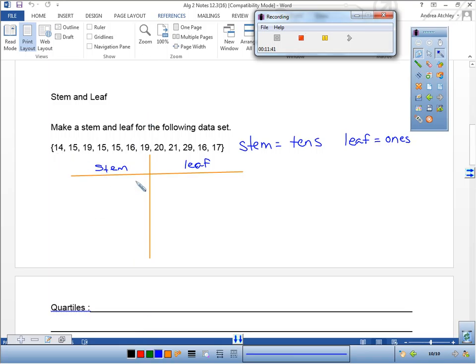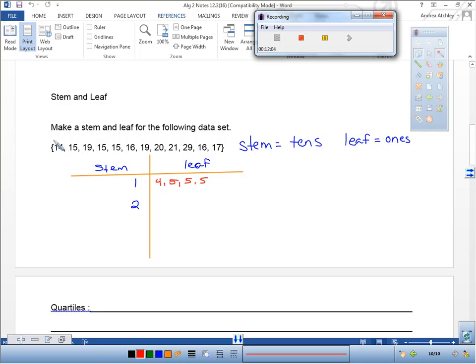So, just for this set of data, we have 1 and 2 as our tens. Then our leaves are going to be all of the numbers. You want them in order from least to greatest. So 14 is the smallest, so you do 4. Then you have 5, then 5, then 5. You're going to repeat it, even though it's there, because you want to see how many fall within these values. Does that make sense?